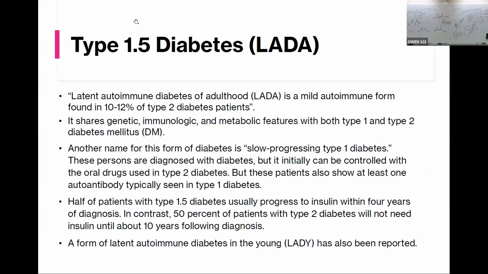Now we have type 1.5 diabetes. You know this, right? This is kind of in between. It looks like type 2, but actually it involves autoimmunity or antibodies as well. It is slowly progressing and happens in adults, so it's called latent autoimmune diabetes of adulthood, LADA. Among people who are diagnosed as type 2 diabetic patients, maybe about 10% have this.